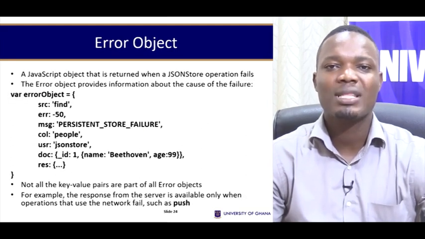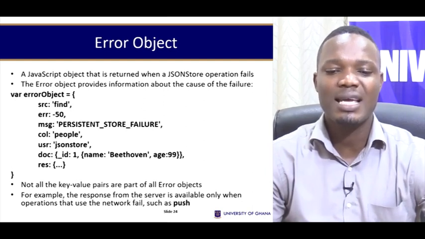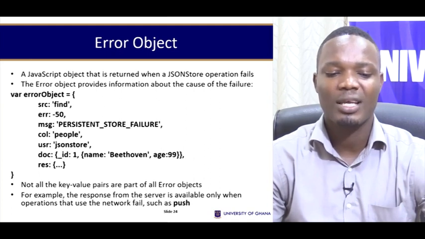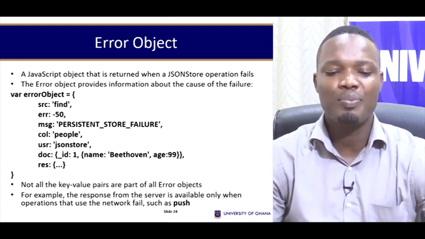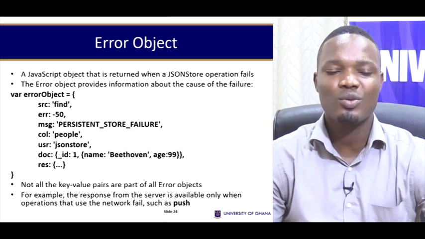There's also the error object. Now, this is a JavaScript object that is returned when a JSONStore operation fails. The error object provides information about the cause of failure. Now, not all the key value pairs are part of all error objects. So we can see an example of the error object. We see the source, we see error, we see message. It gives us several details which we can use in debugging.